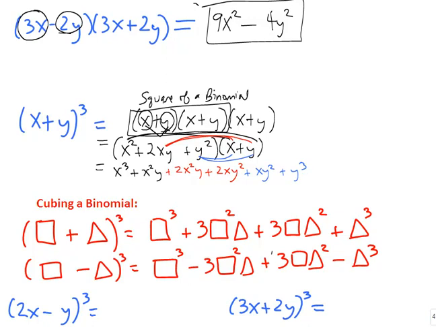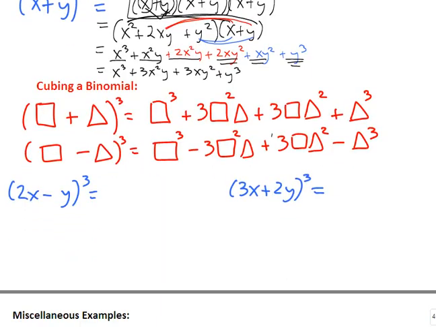Now some of these are like terms, so we have to combine them. We have only one x cubed, but we have an x squared y plus a 2x squared y, which makes a 3x squared y. Then we have a 2xy squared plus another xy squared, so that makes 3xy squared. And finally we have our y cubed on the end. So here's what our pattern ends up being.